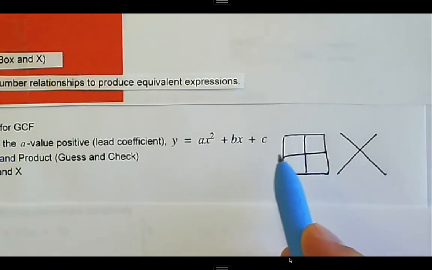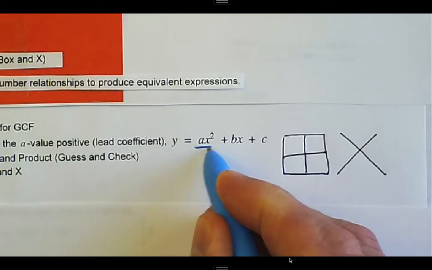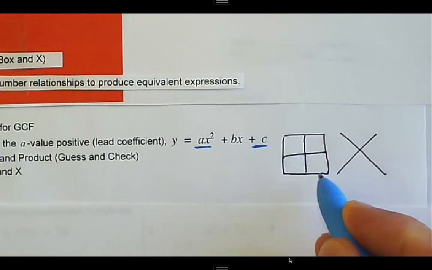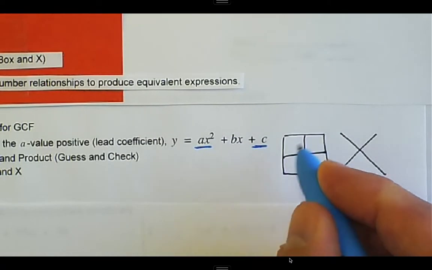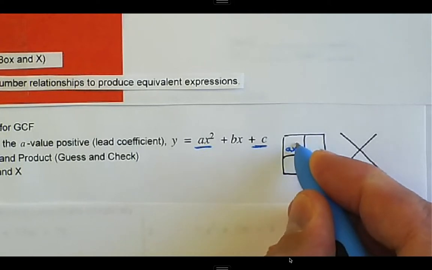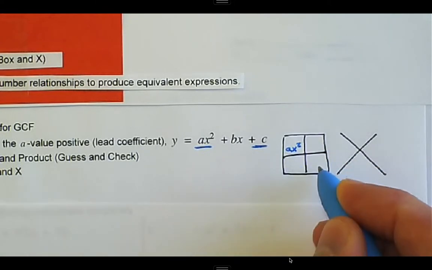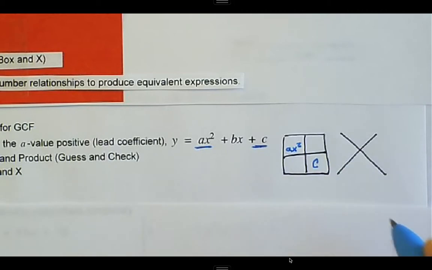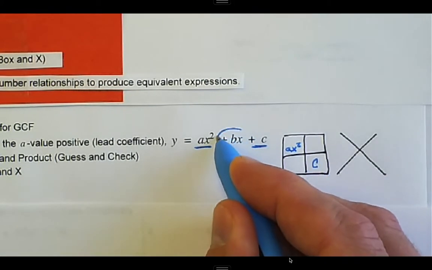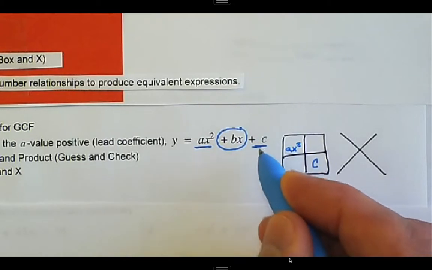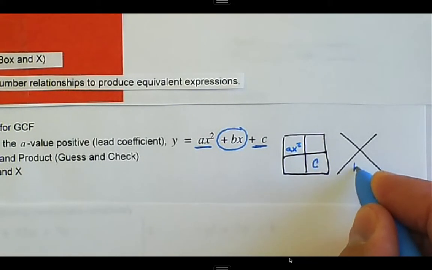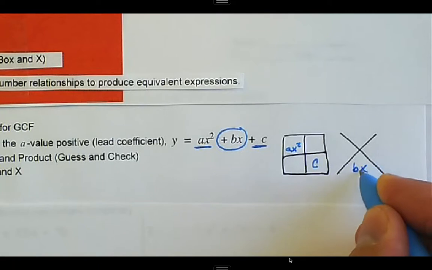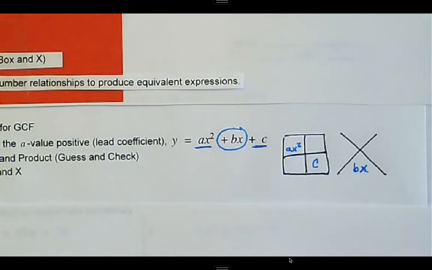So the ax squared term and the c term are going to go in the box. The ax squared is going to go in the top left-hand corner. And then the c term is going to go in the bottom right-hand corner. So those are just going to automatically go there. And then the bx, make sure we're including the signs with all these, the bx is going to go in the bottom space on the X.